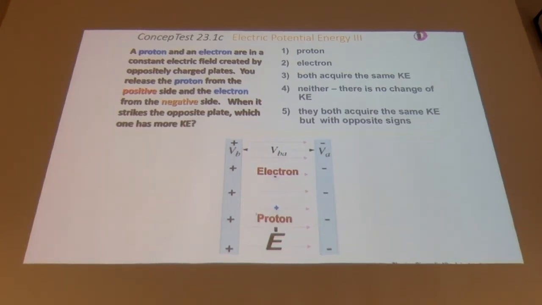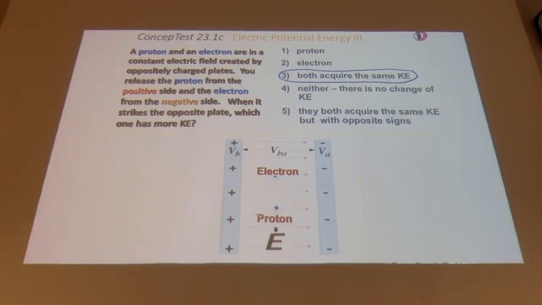Both have the same. Why? Because kinetic energy is supposed to be equal on both sides. Close. You're right. Your answer is right. They have the same kinetic energy when they get to the other side. But what is the reason why? Because initial is equal to final.